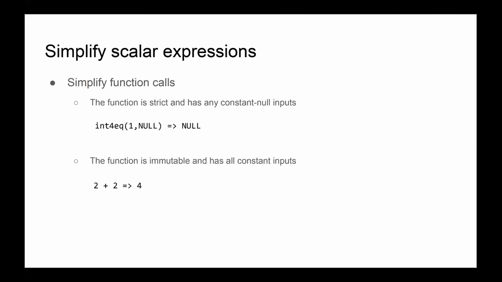So to simplify scalar expressions, we reduce any recognizably constant sub-expressions of the given expression tree. So for example, for function calls, if the function is strict and has any constant null inputs, actually we can reduce it to a constant null. And if the function is immutable and has all constant inputs, then we can hand it to the executor to execute.